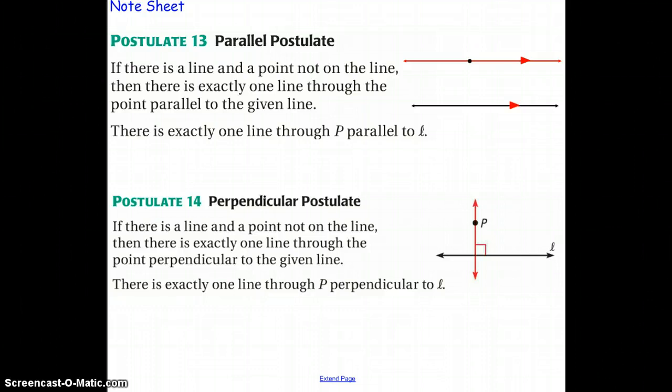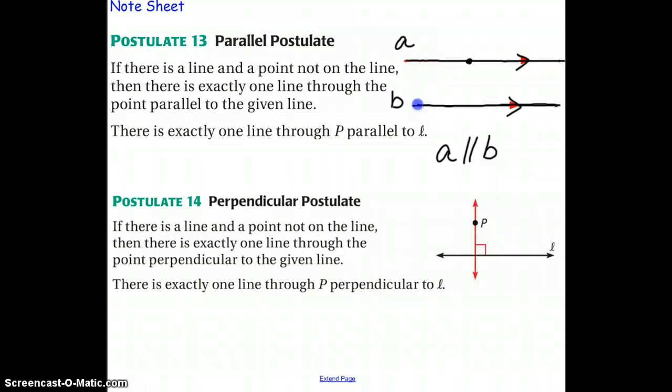So our parallel postulate tells us that if there is a line and a point that's not on that line, so I have my line and I have a point that is not on it, there is exactly one, meaning one and only one line, that can go through that point and still be parallel to this line. So there it is. And our notation for parallel lines are arrows. If I were to say this is A and this is B, I say A is parallel to B, which we should be familiar with.